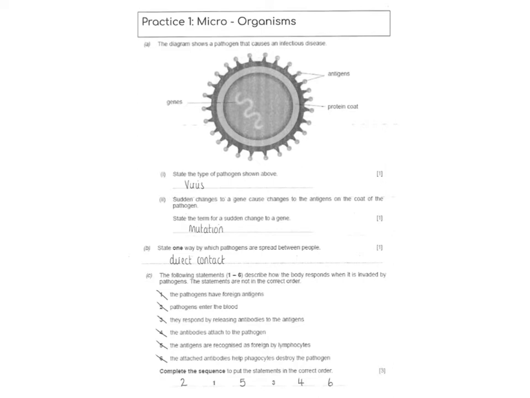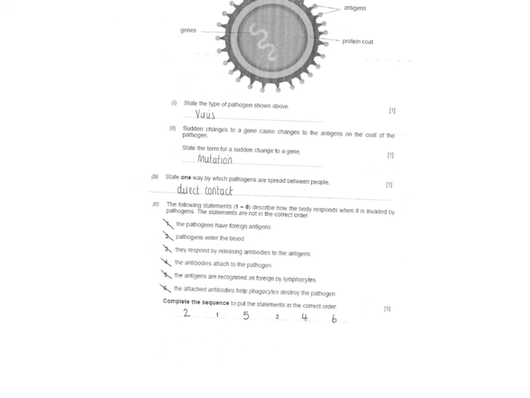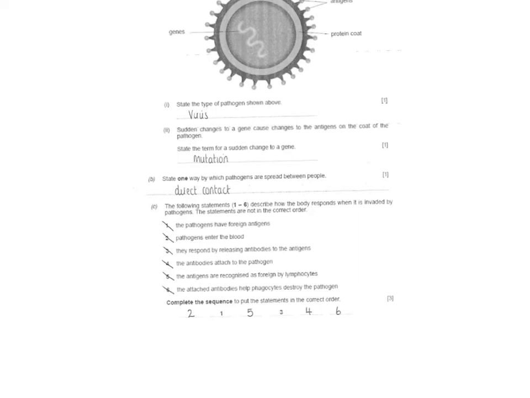State one way in which pathogens are spread between people: through direct contact, touching, sneezing, coughing. The following statements, 1 to 6, describe how the body responds when it's invaded. The first one is 2, the pathogens enter the blood. Then 1, the pathogens have foreign antigens. Number 5, the antigens are recognised as foreign by lymphocytes. Then 3, they respond by releasing antibodies to the antigens, that's the lymphocyte's function. Number 4, the antibodies attach to the pathogen, and then the attached antibodies help phagocytes destroy the pathogen.